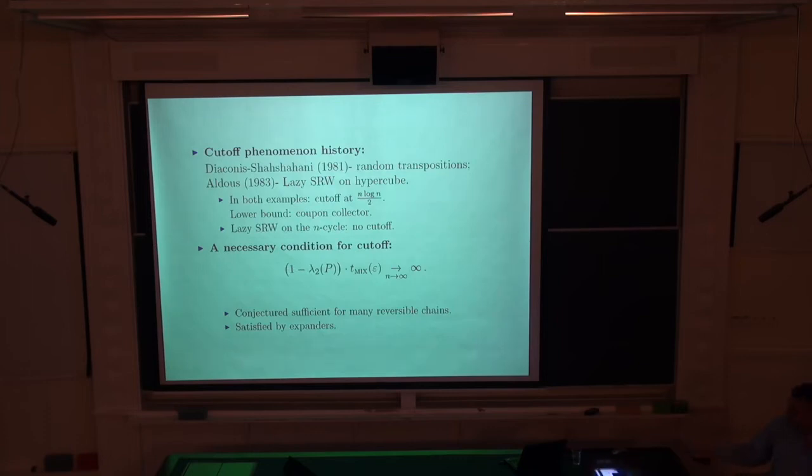So if you look at the spectral gap for the cycle, it's of order 1 over n squared. Mixing time is of order n squared. So the product of these things stays bounded as we go along the chain. And whenever that happens, the chain cannot have cutoff.